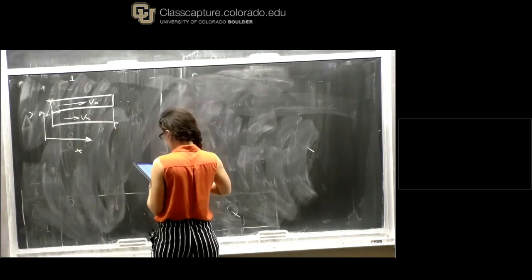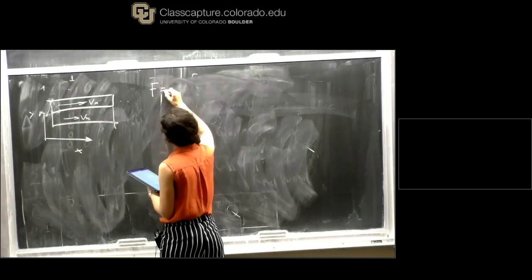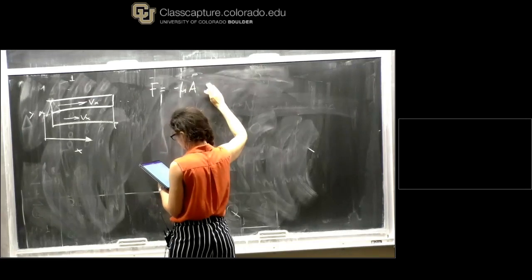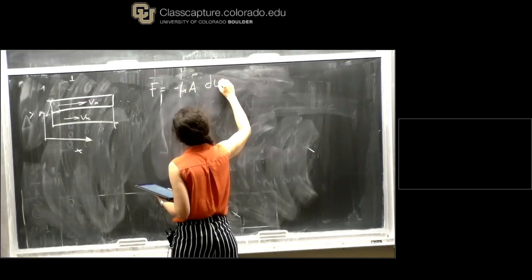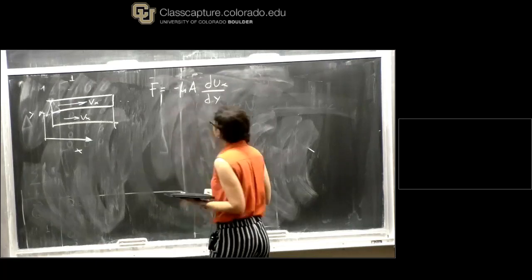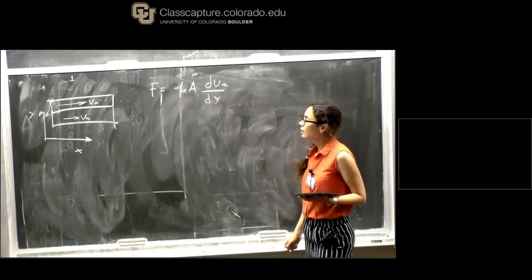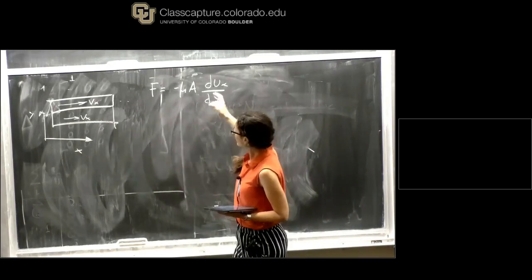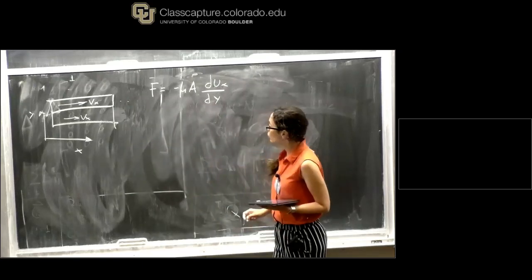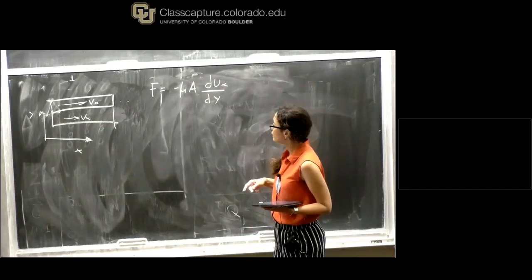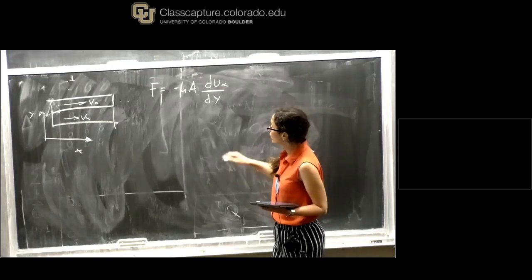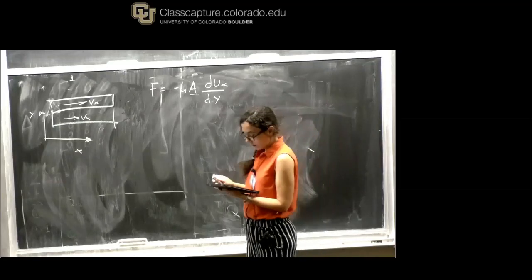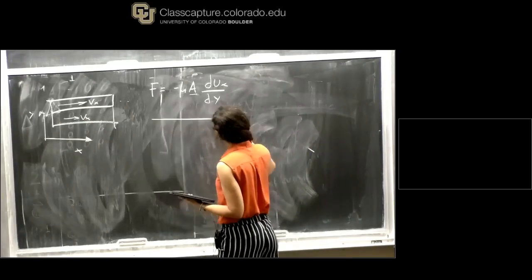So there is friction between these two layers. Let's say I have these two layers, and if the top one is going faster than the bottom one, there's going to be a force. That's a frictional force between the two layers, which of course is going to be proportional to the contact area between the two layers. Now what happens if you have a cylindrical pipe?